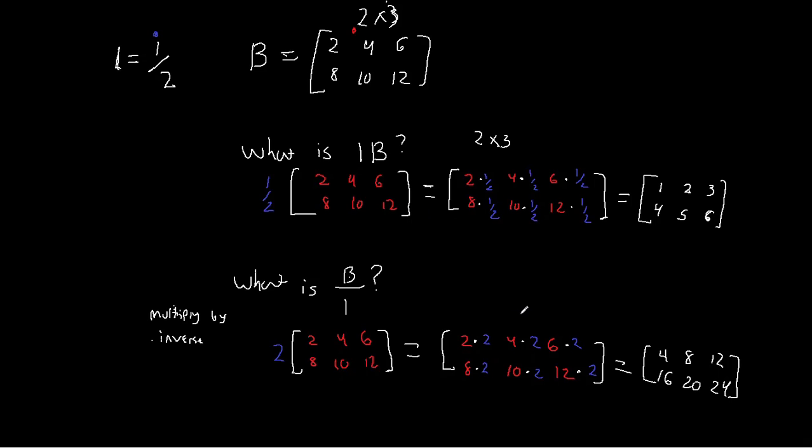So hopefully that makes sense. Between these two examples, hopefully you see how this works on different size matrices and what happens when you multiply and when you divide relative to when your scalar is greater than or less than 1.